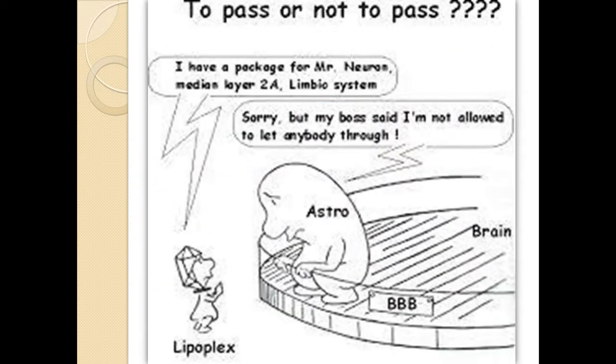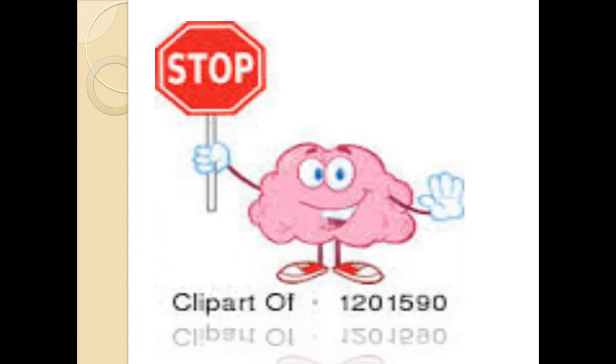Which substances pass or do not pass? Which substances are allowed to pass inside the brain, to cross the blood-brain barrier? Which substances are not allowed, or are halted from passing into the brain, where the barrier will say stop, sorry, you are not allowed to go in.